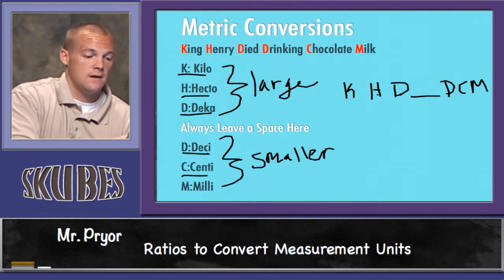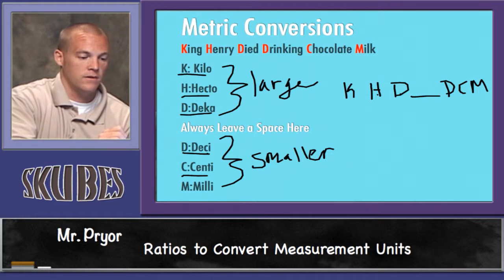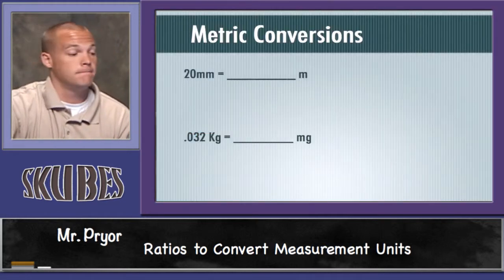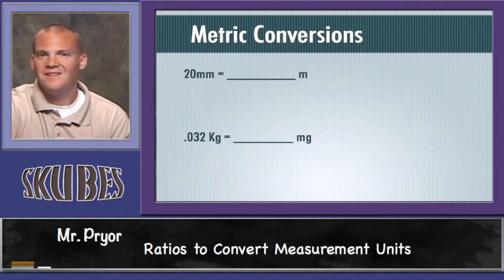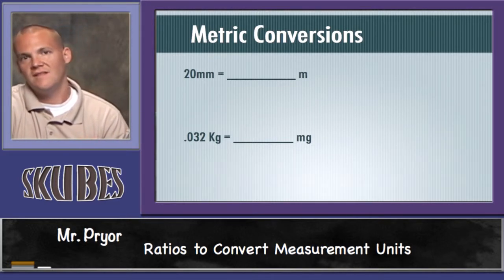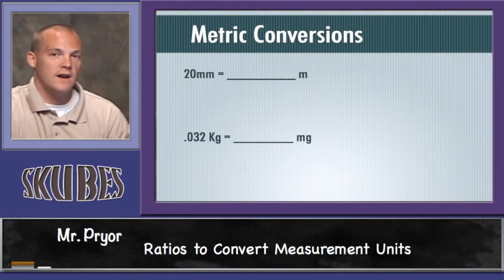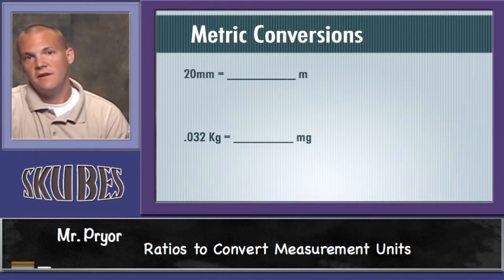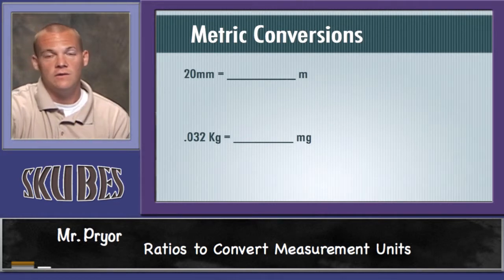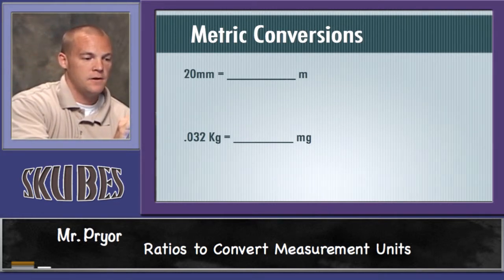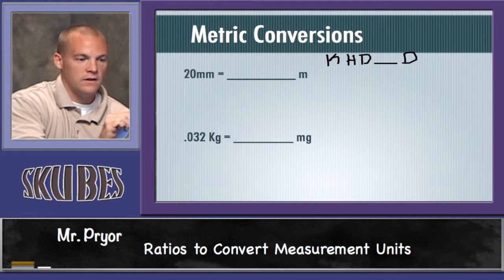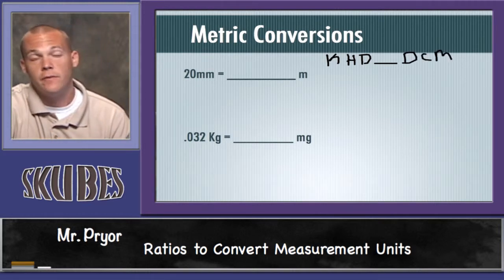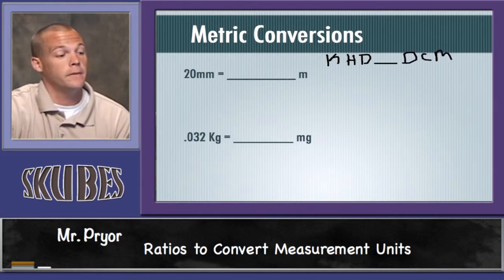Okay, so we'll look at the next portion here and work through a couple of examples to show you how to move it around. So 20 millimeters. And again, the type of measurement you're dealing with does not matter. You can still use this same strategy. So whether you're using grams, meters, liters, in the metric system, it's not going to matter. You'll still use the same strategy. So I'm going to go ahead up here at the top and write out King Henry died, space, drinking chocolate milk. See, it's nice and easy to remember. Kind of silly, but easy to remember.